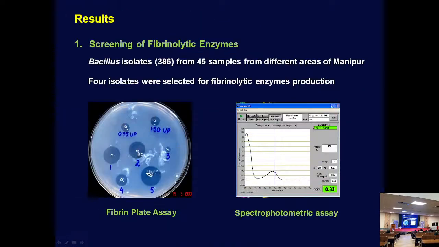So what we got, collecting some results. For screening of the pharmacologic enzyme, we isolated 386 Bacillus isolates, which were screened from 45 samples of fermented food collected from various districts of India. From those samples we were able to isolate 386 isolates.